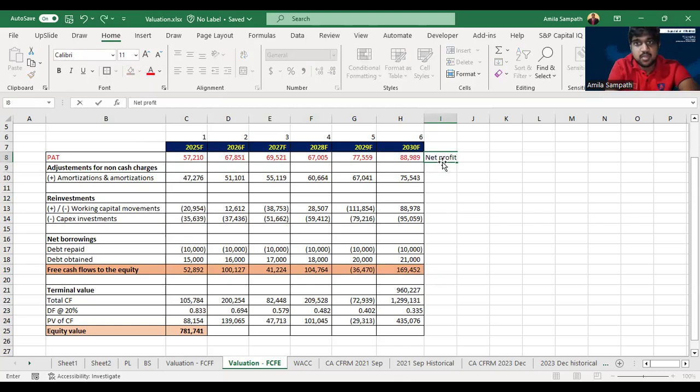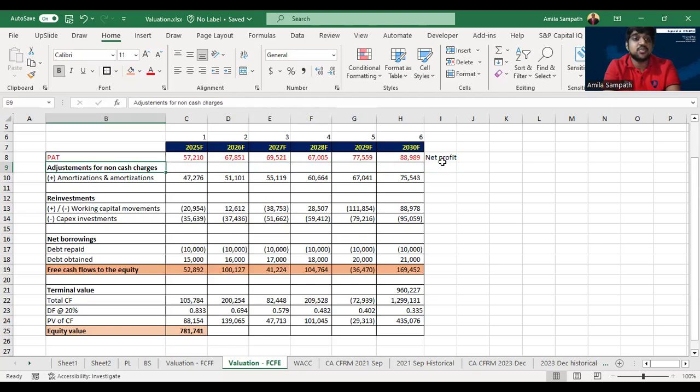I hope you remember that when we calculate the free cash flow to the firm, we start from EBIT. But here we don't need EBIT. Simply, we can start from our profit after tax. Then for the profit after tax, we need to do our familiar adjustment that we did for the free cash flow to the firm: adjustment for the non-cash charges and reinvestment.